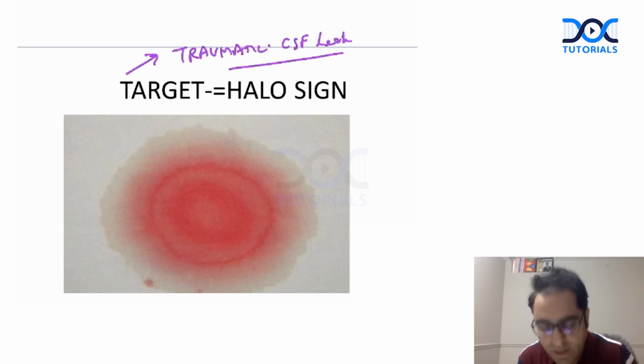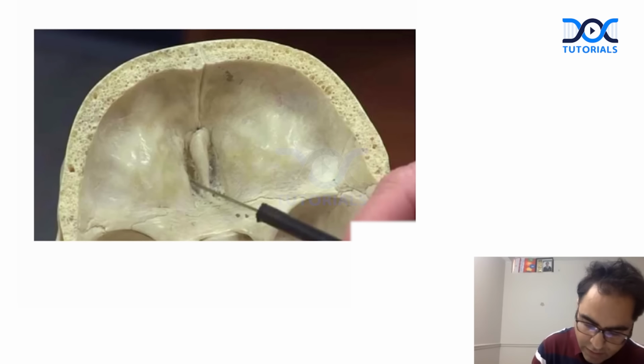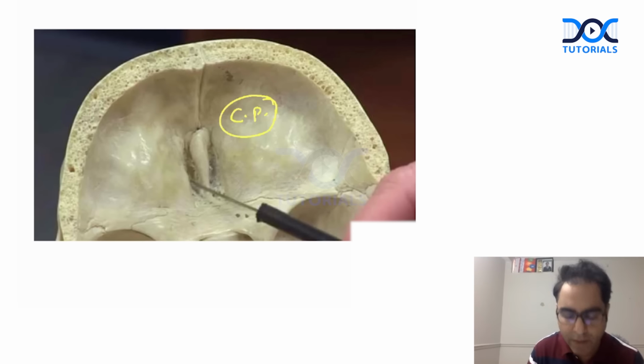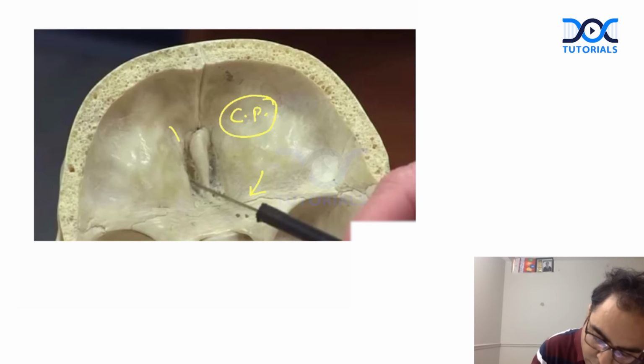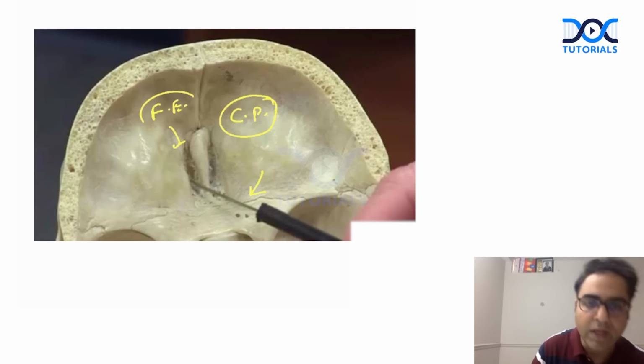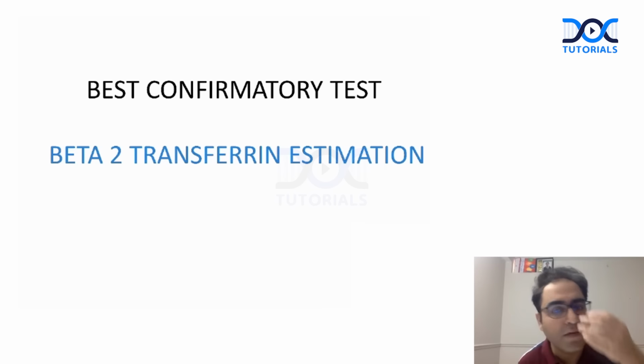Now, what is the commonest site of CSF leak? And this can be a visual anatomy question also. The answer is the cribriform plate. The overall most common site of CSF leak is the cribriform plate, and this instrument is showing the area of the cribriform plate also. But if the MCQ particularly asks what is the commonest site of leak of CSF in traumatic cases, the answer is the fovea ethmoidalis, which is the roof of the ethmoid bone. So the overall commonest site of leak is the cribriform plate, and the commonest site of traumatic CSF leak is the fovea ethmoidalis.